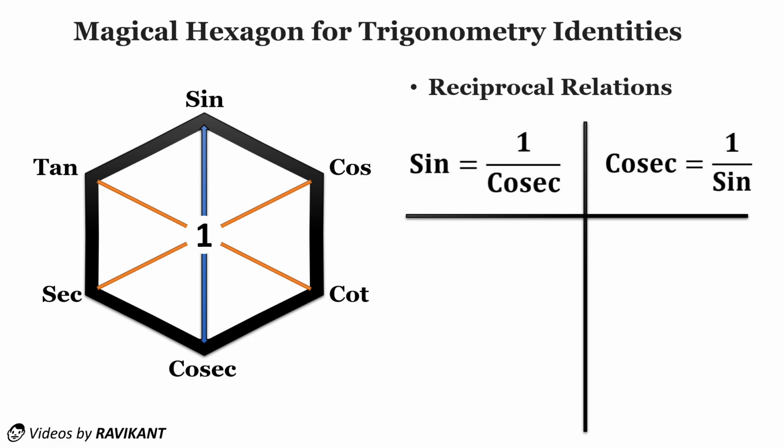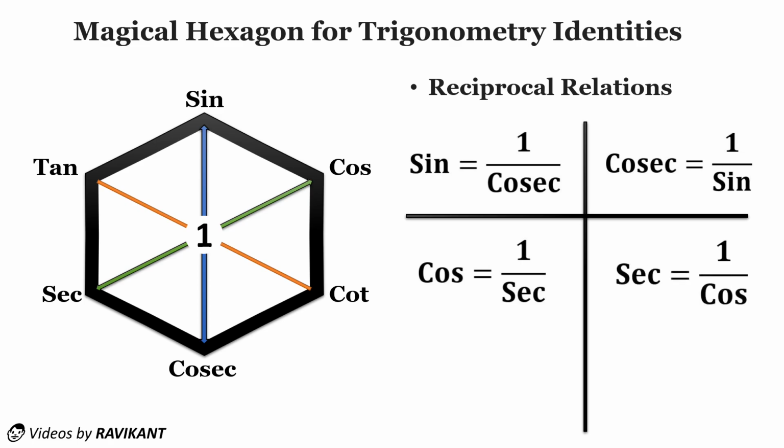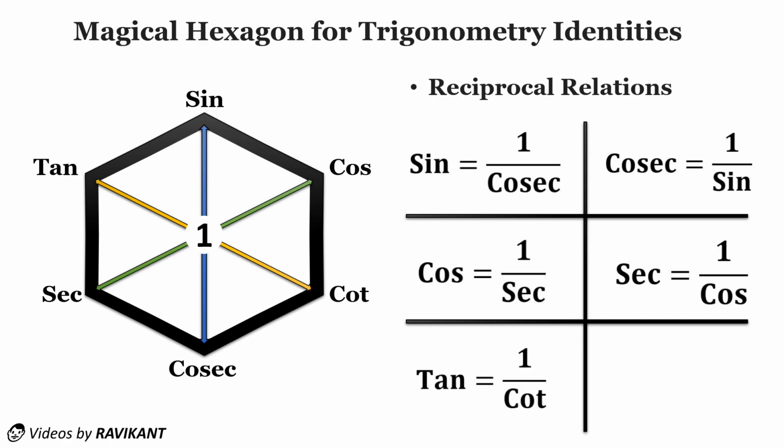Next if I talk about cos and sec, these are also reciprocal to each other. So we can write the relations cos is equal to 1 by sec and sec is equal to 1 by cos. Similarly we can also write the reciprocal relations for tan and cot. So tan is equal to 1 by cot and cot is equal to 1 by tan. So also remember these formulas to get perfection.